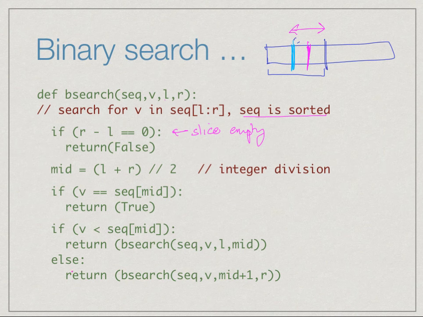On the other hand, if the slice is not empty, then what we do is we first compute the midpoint. An easy way to compute the midpoint is to use integer division. Supposing we currently have the slice from 4 to 7, then we will take 11 divided by 2 integer-wise, and we will go to 5. So remember 4, 5, 6, 7.